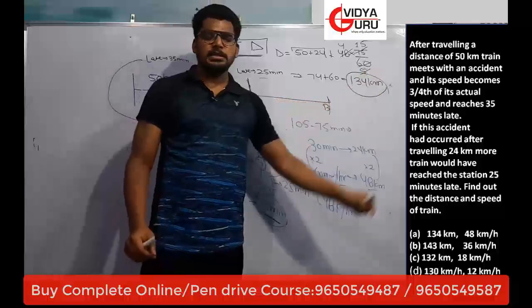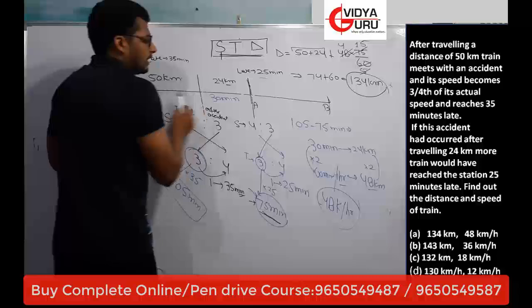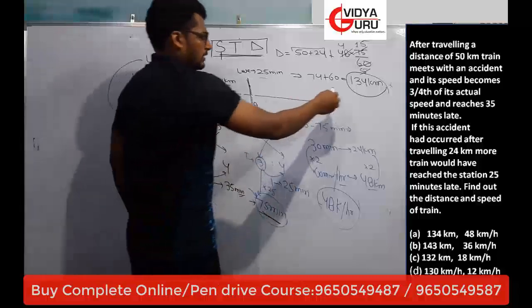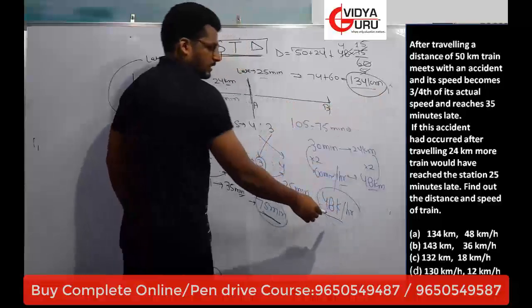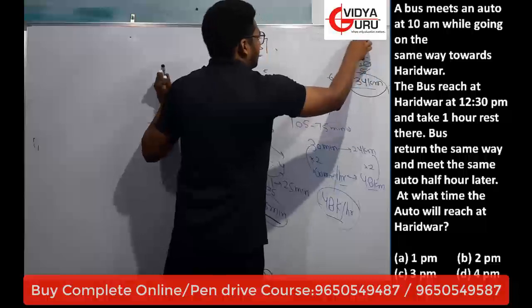134 km. In this type of question, time is also asked. What is the total time in covering the whole distance? So we can find that also. This is the total distance. This is the speed. Distance upon speed is time. Time can also be calculated here.